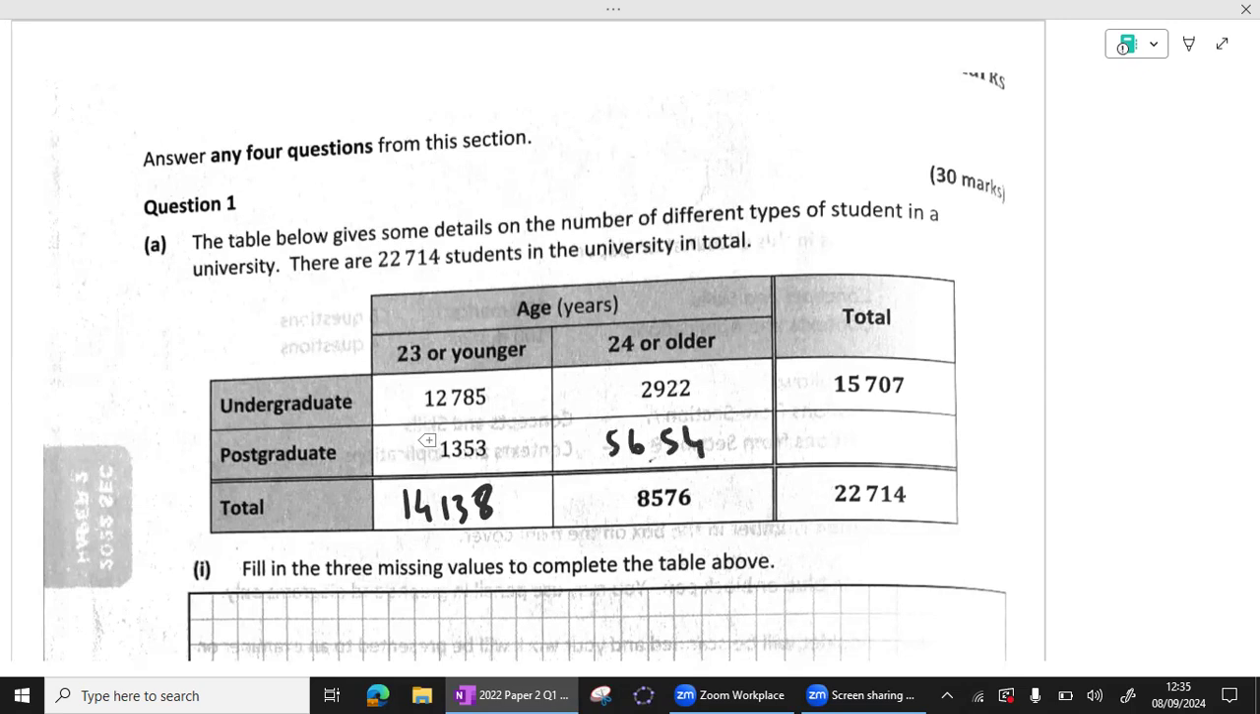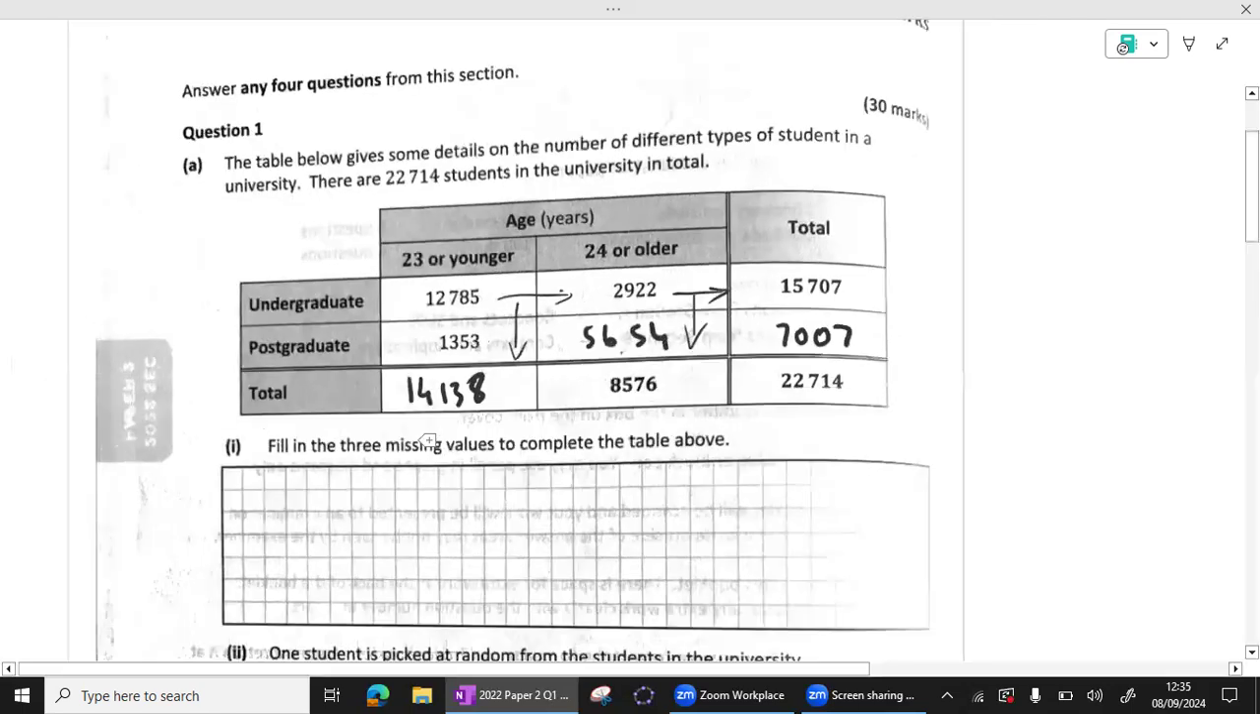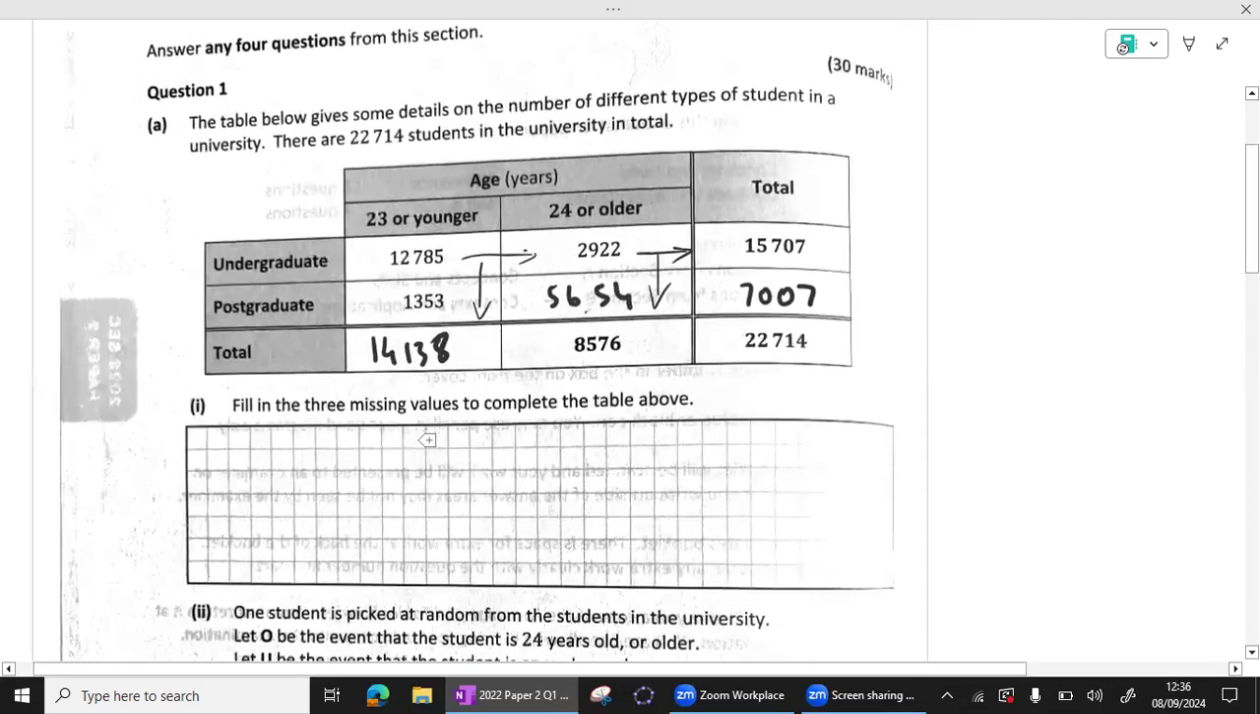And then finally 22,714, and I take away the 15,707. And that leaves me with 7,007. And of course, it should add correctly this way, and it obviously should add correctly this way. So you can kind of double check your figures. Okay, so that's that one done.